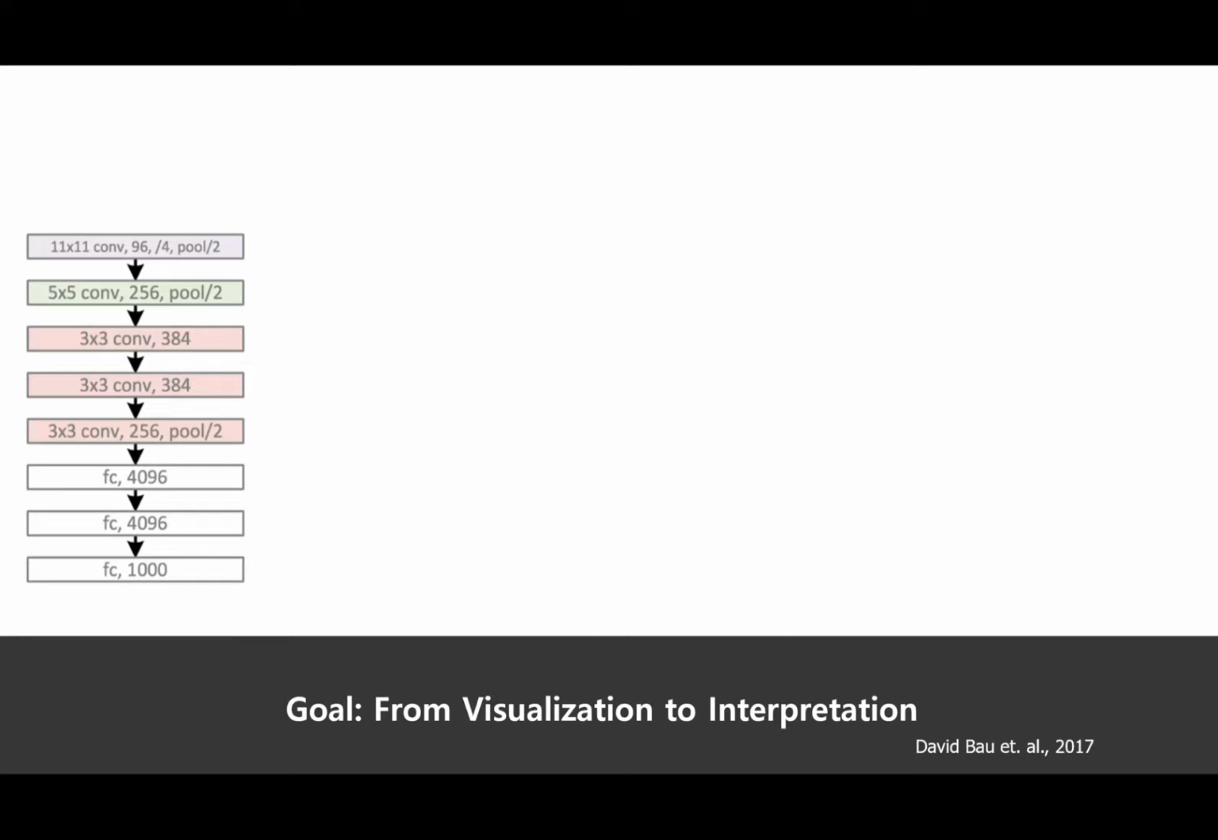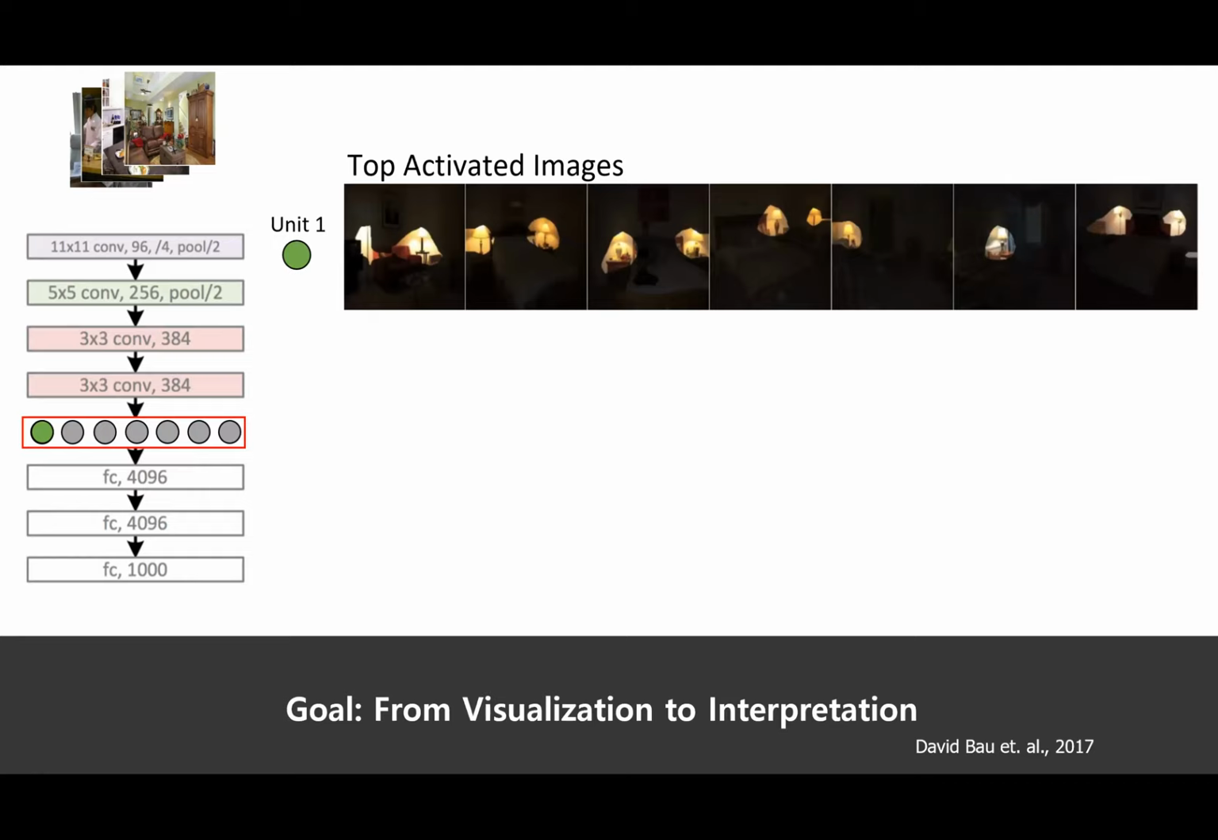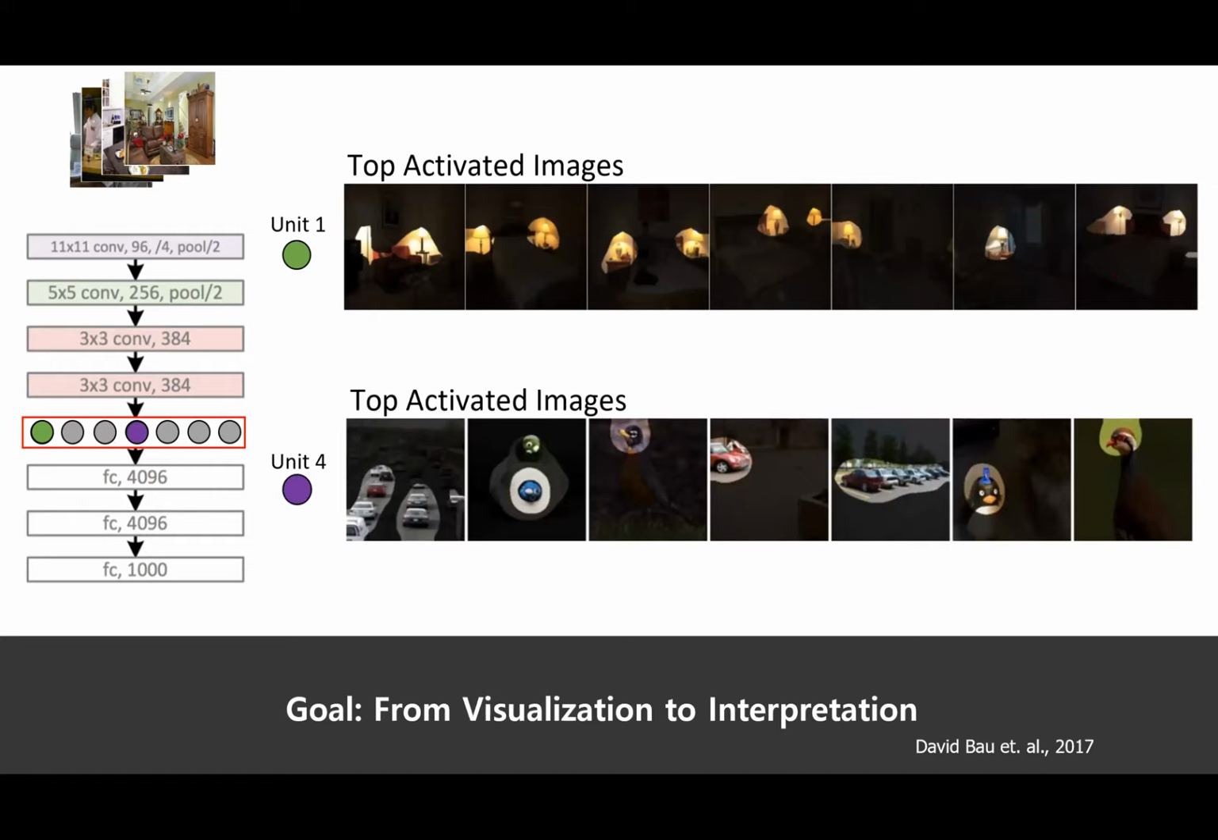Suppose that this is a VGG network. What we wish to see is, we have individual nodes, and when an input comes, we wish to see which unit is activated. Suppose that unit one is activated when this image comes, and unit four is activated when this image comes. So the top activated images are on top, and the top activated images for the other unit on the bottom. What we are interested in is which image or feature activates unit one.